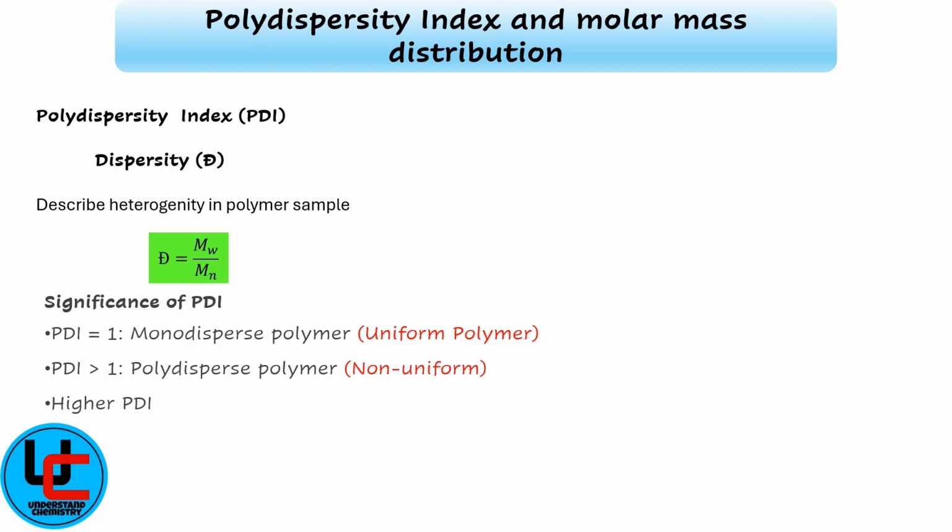When dispersity is greater than 1, the polymer is considered polydispersed, meaning the polymer chains have varying molecular weights. This variability arises due to uncontrolled or partially controlled polymerization processes, such as free radical polymerization. A higher dispersity indicates a broader molecular weight distribution. This means the sample contains chains that are both very short and very long, alongside chains of intermediate lengths.